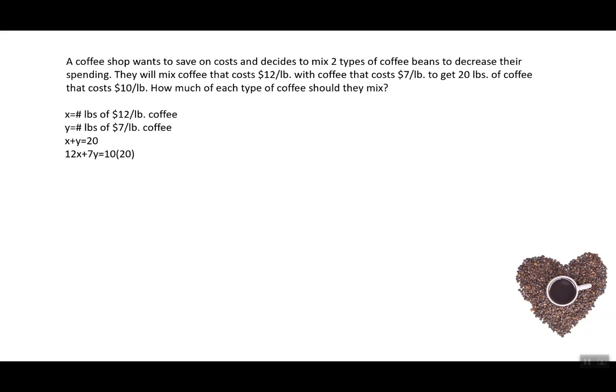I'm just going to move that X plus Y equals 20, and I'm going to make X equal to 20 minus Y. I decided to do X. You could also solve for Y. It doesn't really matter which one you do as long as you solve for one of them. And I decided to do substitution instead of elimination.